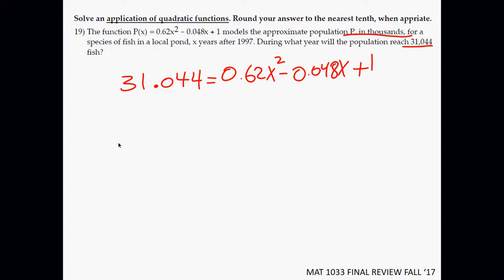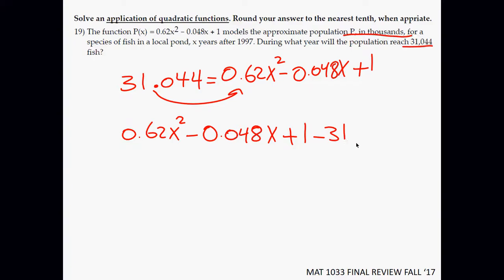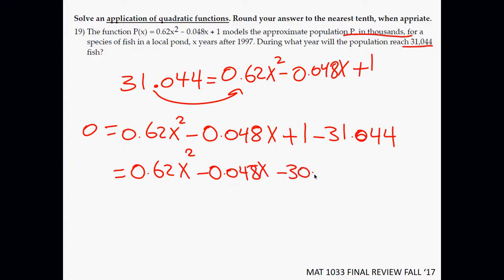This will be in chapter 6. If I move this one over here, you get 0.62x squared minus 0.0448x plus 1 minus 31.044 equals 0. This is a direct application using your calculator. So 0.62x squared minus 0.0448x minus 30.044 equals 0. We have to use the quadratic formula for this.